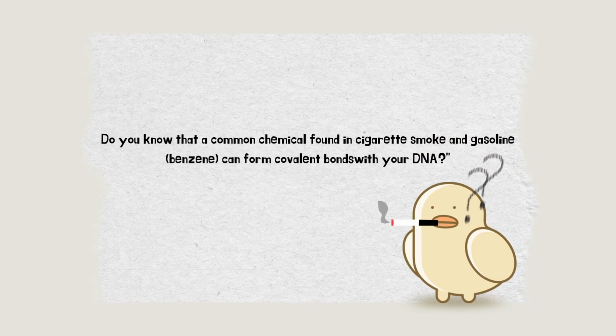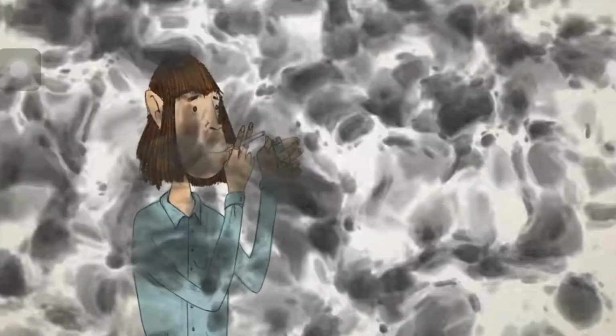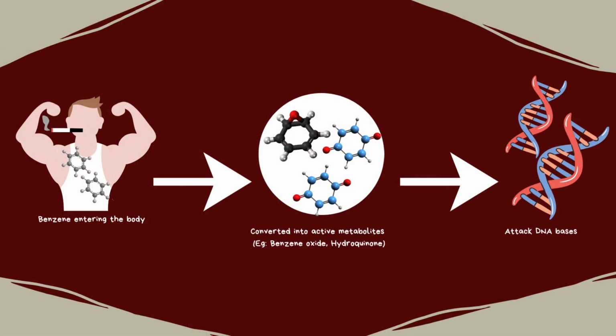Do you know that a common chemical found in cigarette smoke and gasoline, which is benzene, can form covalent bonds with your DNA? Let me explain the overall mechanism of how benzene becomes toxic in our body. First, when benzene enters the body, most commonly through inhalation from cigarette smoke or environmental exposure, it easily passes into the bloodstream because it is a small, lipophilic molecule. At this point, benzene itself is not yet the most dangerous form.